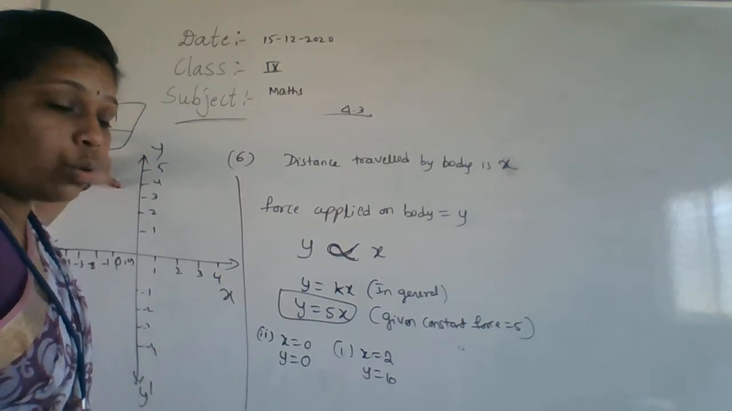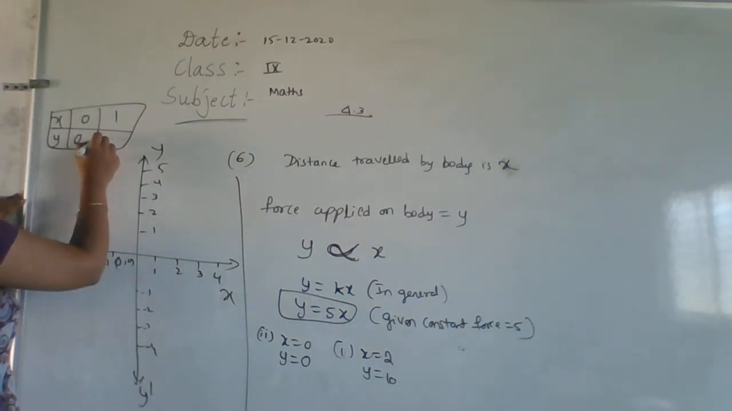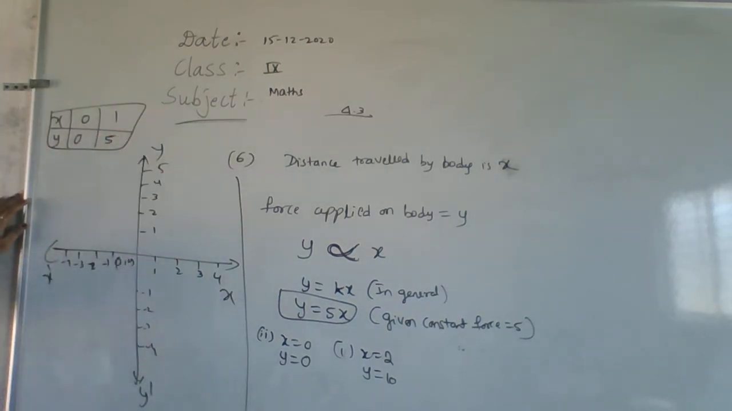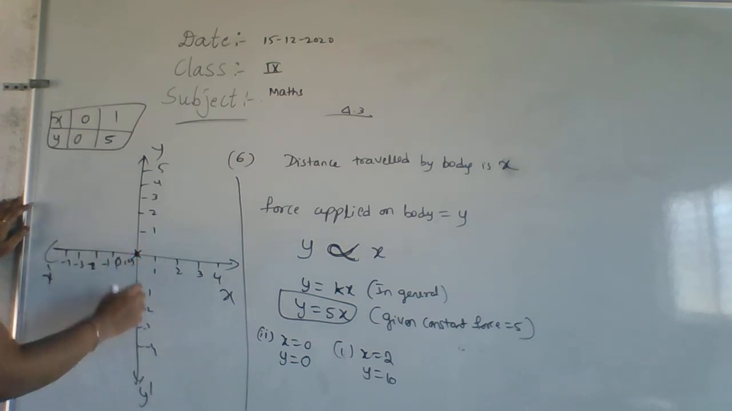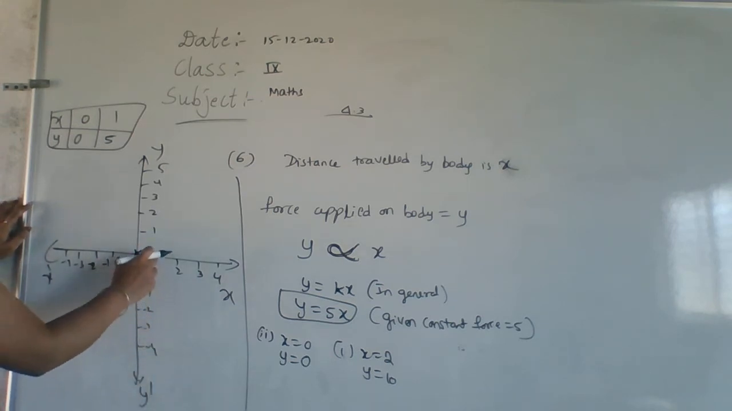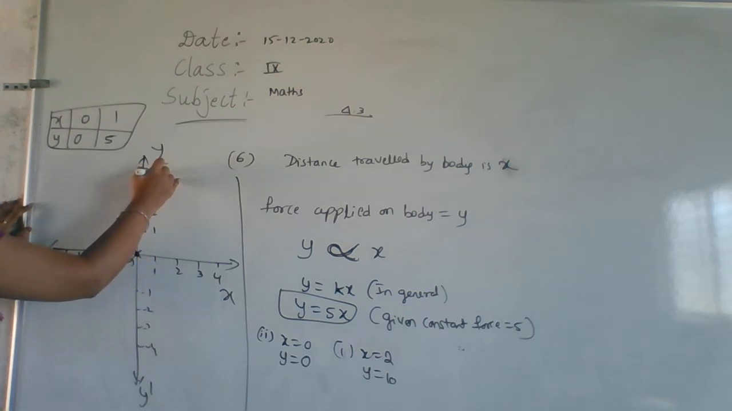Take x is equal to 1. X is equal to 1 means y is equal to 5. Now do x is equal to 0, y is 0. This is the first point. And next is 1, 5. This is a 1 and here is a 5. This is the point 1, 5.